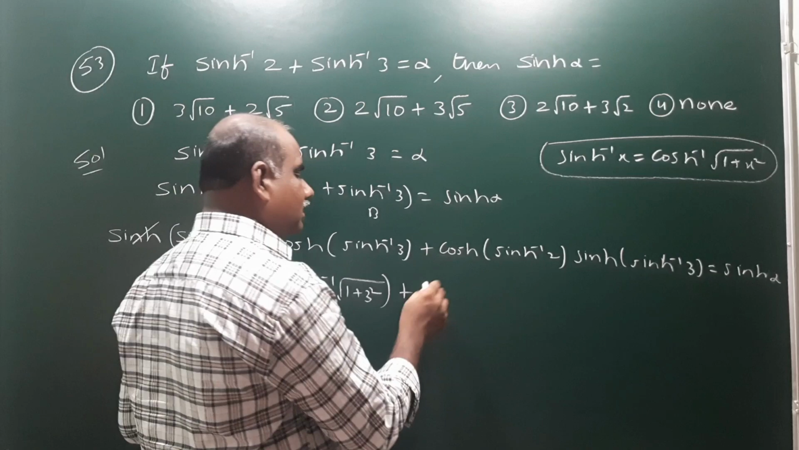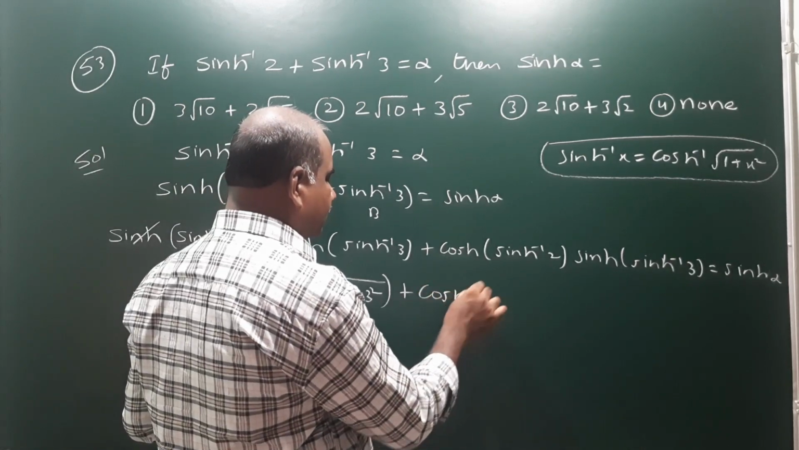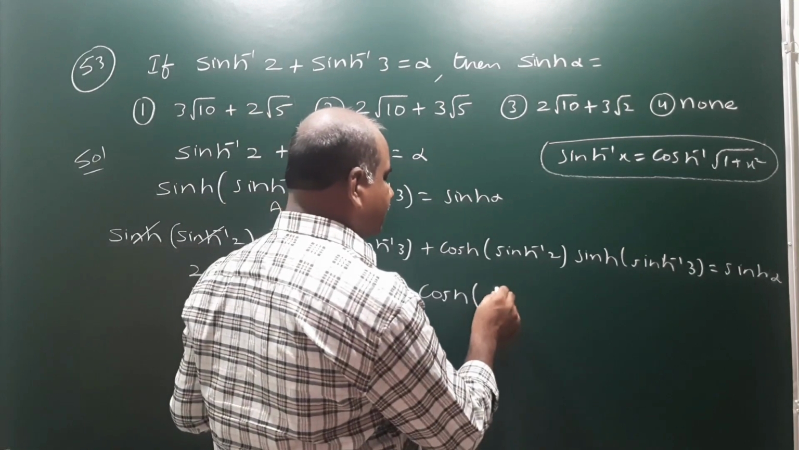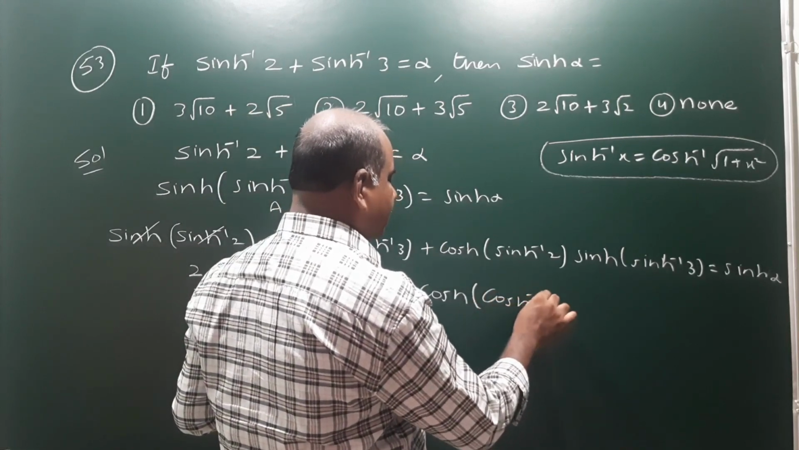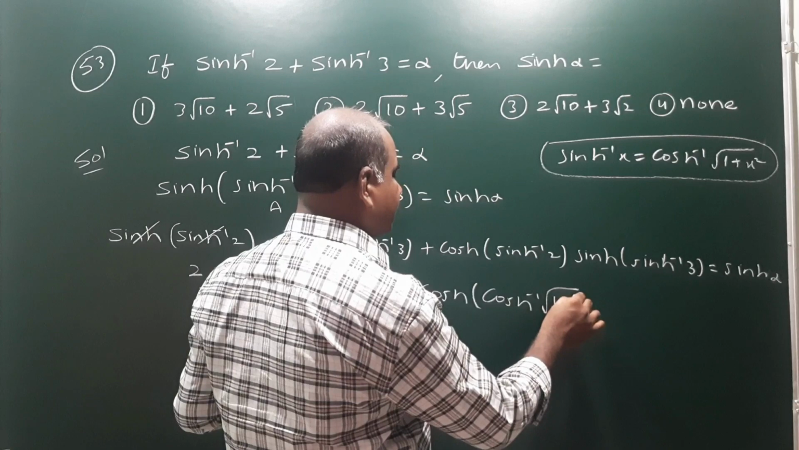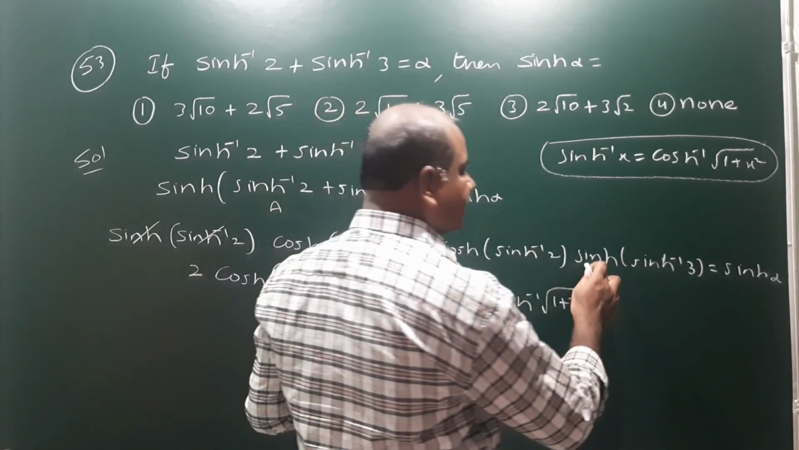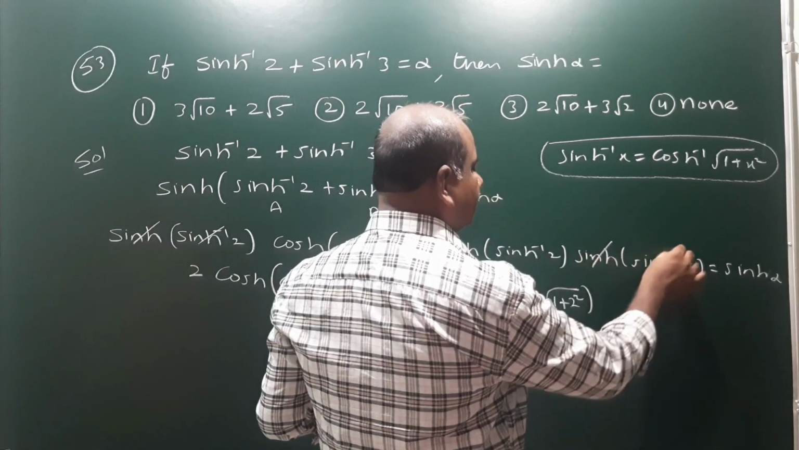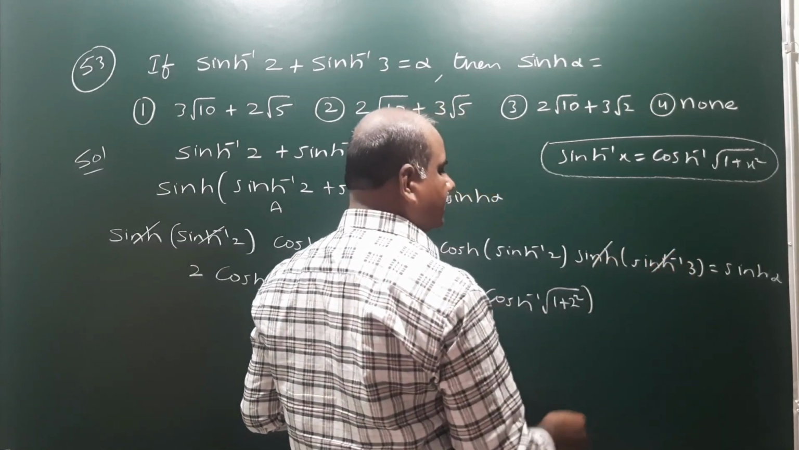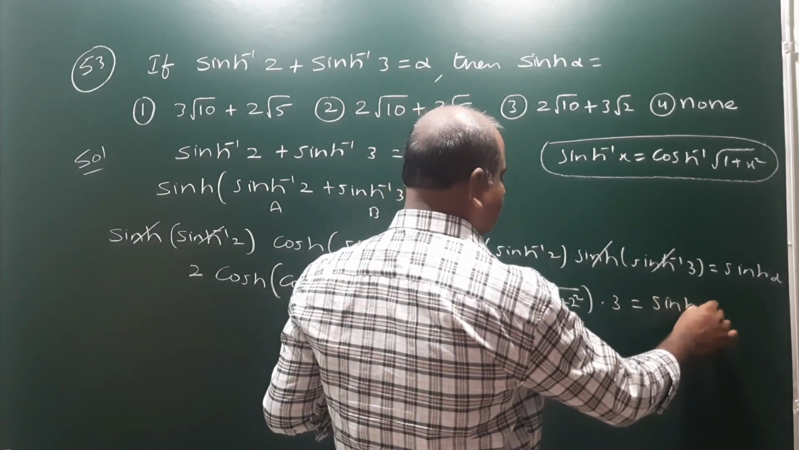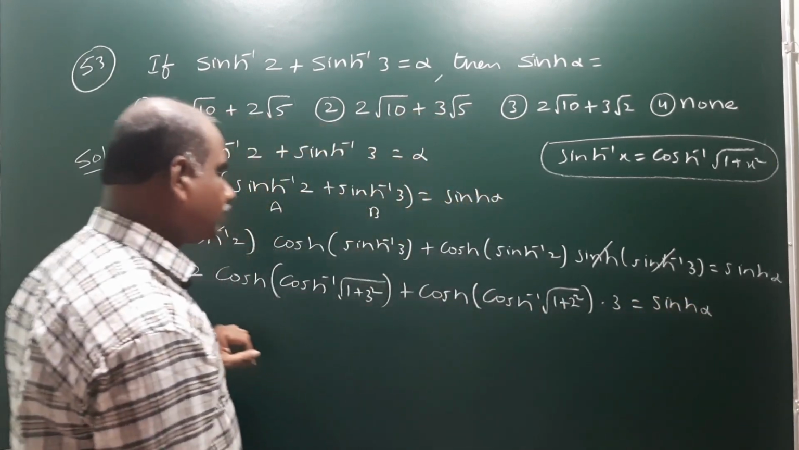Similarly here also, cosh of sinh inverse 2 can be written like this, cosh inverse root of 1 plus x square, that means 1 plus 2 square, and sinh of sinh inverse. These two are reciprocal to each other, they are cancelled and we get 3. Which is sinh alpha.